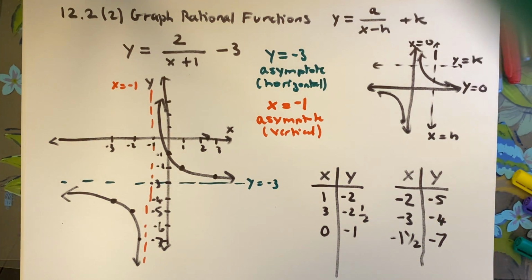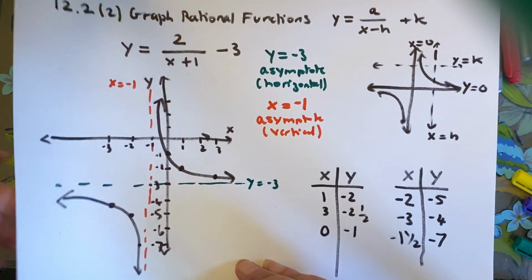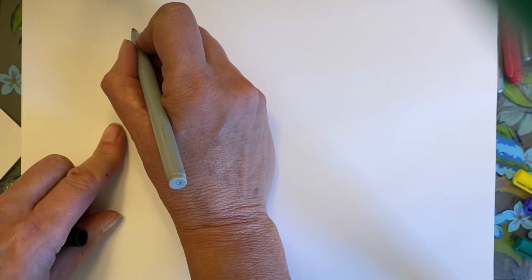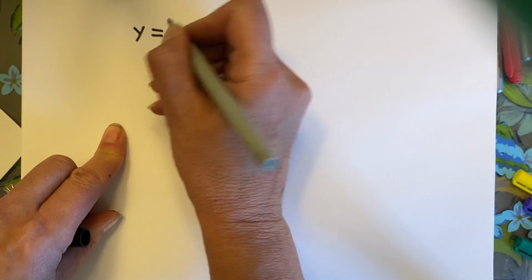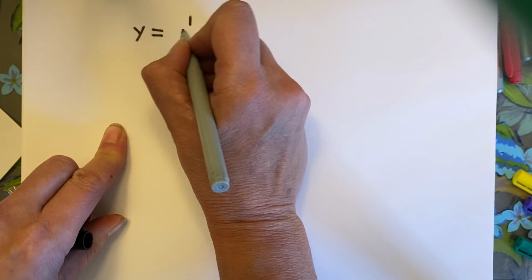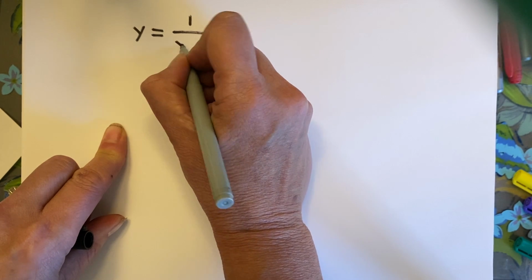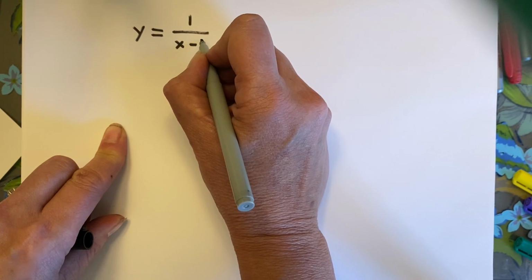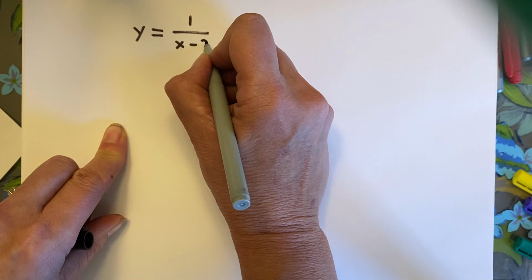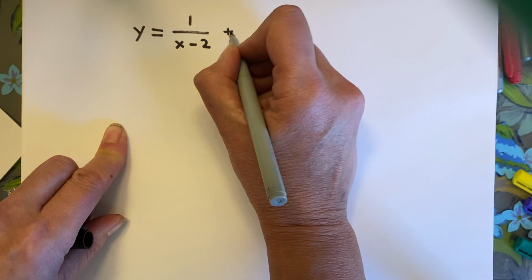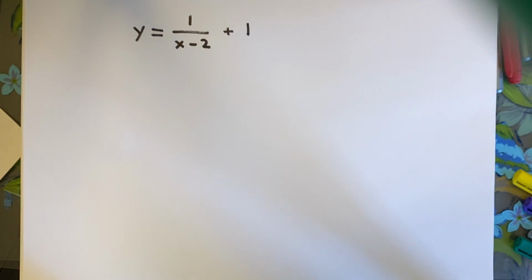Because this is a little bit complicated, let's do one more just to get comfortable with it. And I'm going to graph, let's see, I'm just going to pick something at random. y equals 1 over x minus 2 plus 1. And I'm picking low numbers to make it easy.